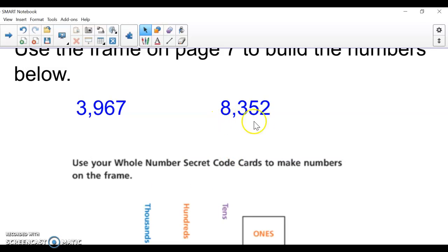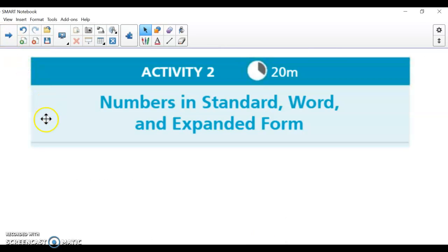Take some time now to build 8,352 with your cards. Pause the video if you need to. Okay. As we use those cards and we see what each number represents, each place value represents a different amount. But now we want to look at how to name some of those things in different forms.